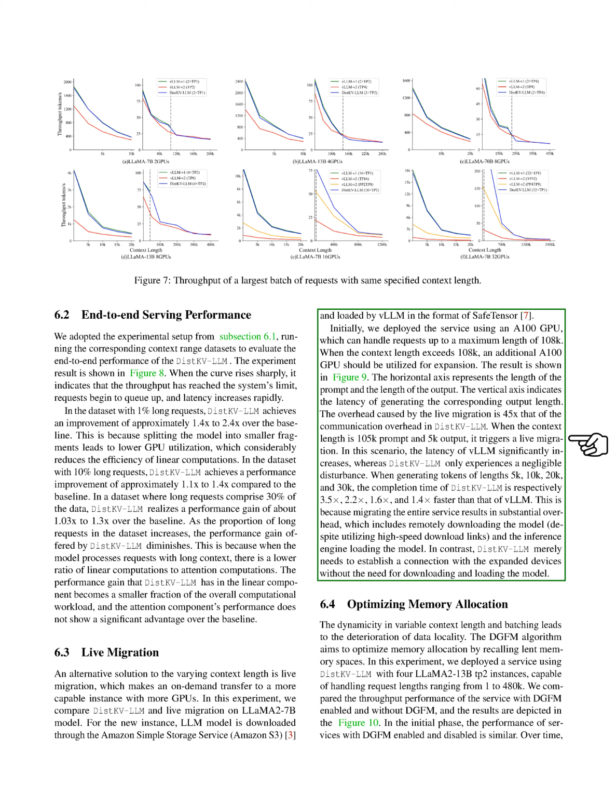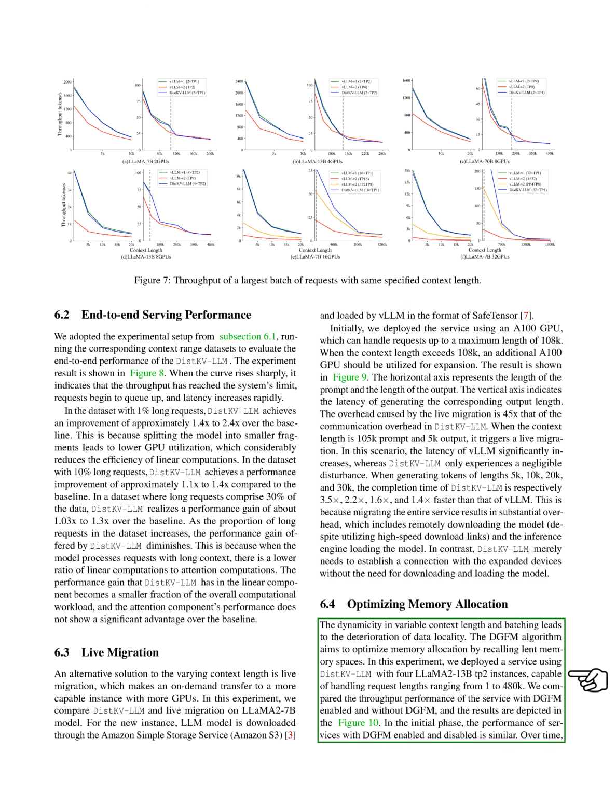On the other hand, DistKV-LLM only needs to establish a connection with the expanded devices without the need for downloading and loading the model. Next, let's talk about optimizing memory allocation. The dynamic nature of variable context length and batching can lead to the deterioration of data locality. The DGFM algorithm aims to optimize memory allocation by recalling lent memory spaces.